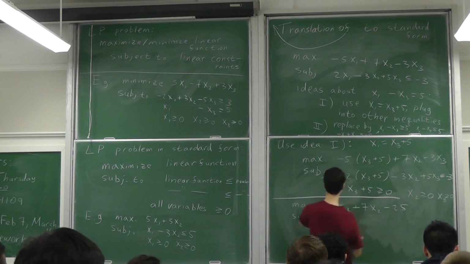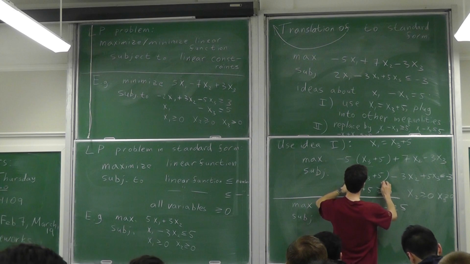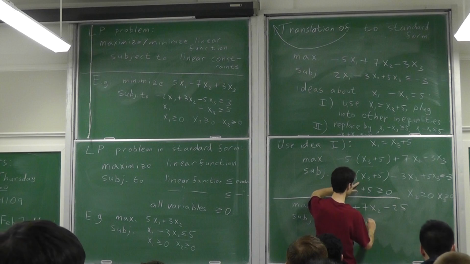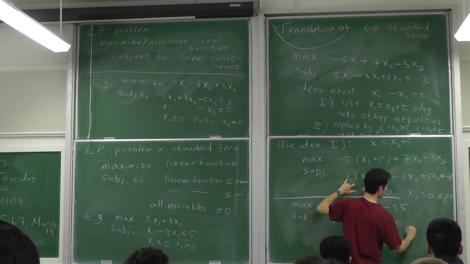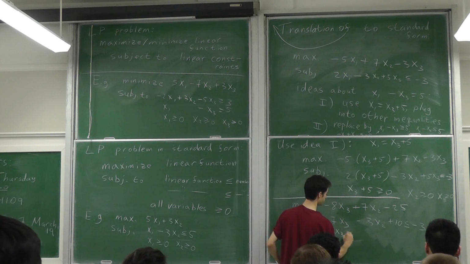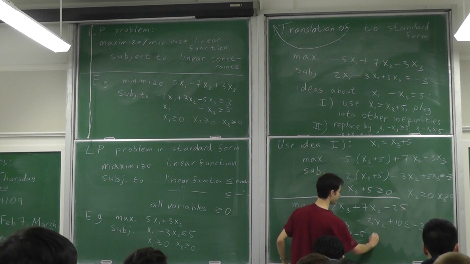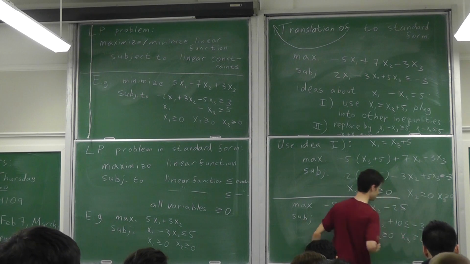2x3 plus 5x3 is 7x3 minus 3x2 plus 10 smaller or equal to negative 3. x3 is bigger or equal to negative 5. x2 is positive. x3 is positive.